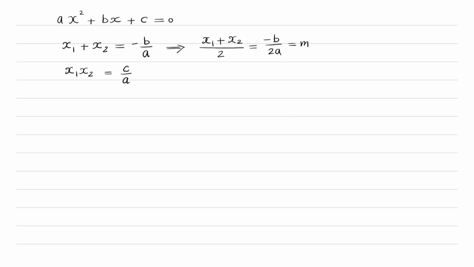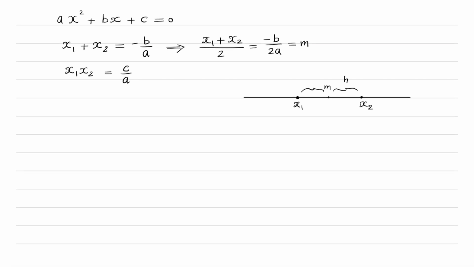Now, suppose x1 is the smallest root and x2 is the larger root, then m, their average, is exactly halfway between these two roots. And let me call these distances, which are equal to each other because the average is exactly halfway between the two roots, h. And since h is a distance, we can assume that h is positive, or at least greater than or equal to 0, because x1 and x2 can be equal to each other. In that case, m will also be equal to both of them, and x1 and x2 can even be complex numbers. Still, the calculation that we are going to show will work.